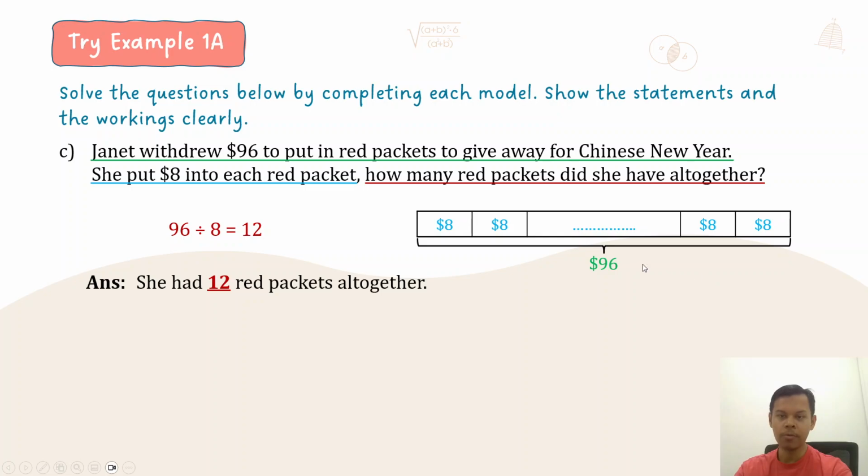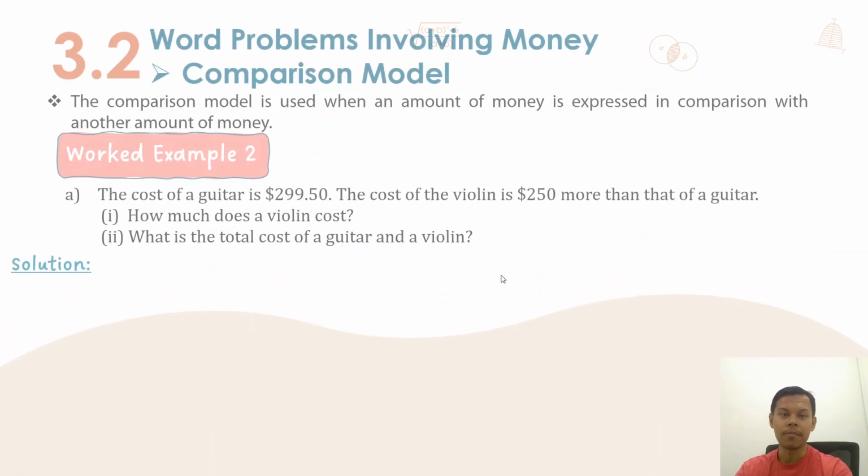So what do we need to do? We just need to divide. Yes, 96 divided by 8, we are going to get 12. It means that she is going to have 12 red packets altogether, right?